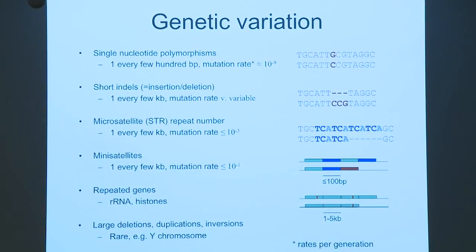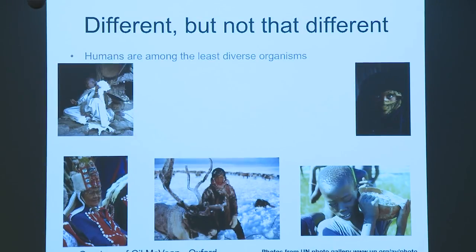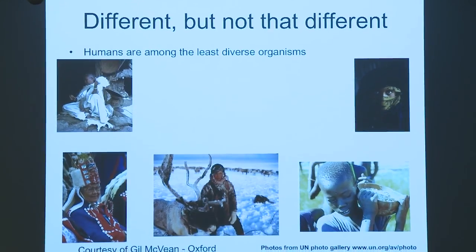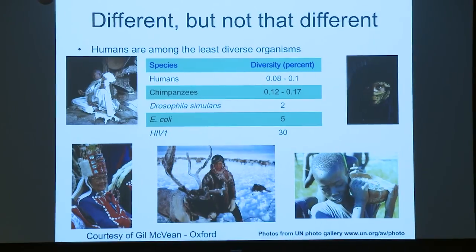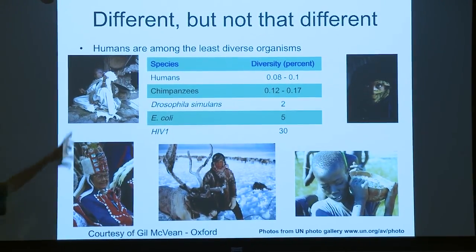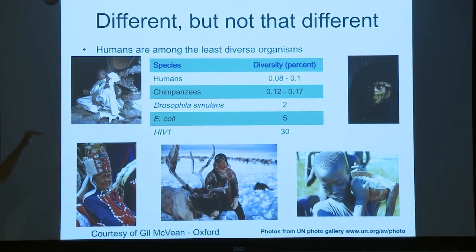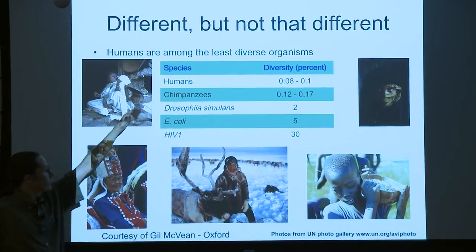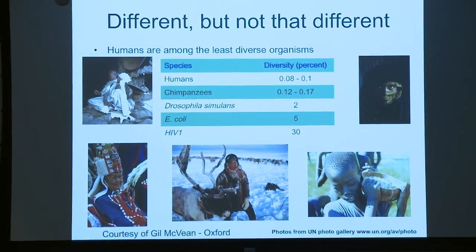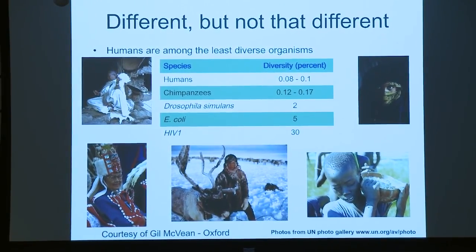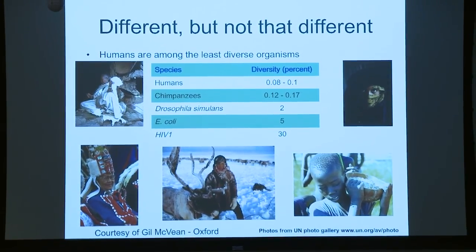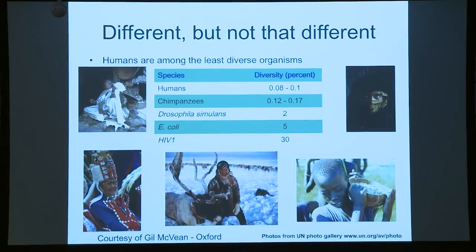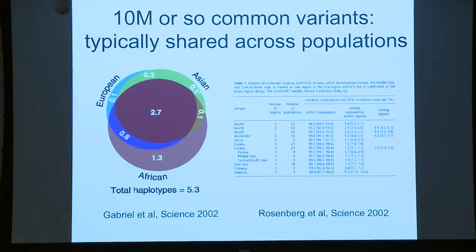When you put it in an evolutionary context, though, humans are just about the least diverse organism that walks the planet. And as you can see, if we were studying an experimental organism or a pathogen, or even our closest relatives, the chimpanzees, there's quite a bit more DNA variation in every other organism that you can imagine. And so while that's a lot of variation to study, it could have been a lot worse.